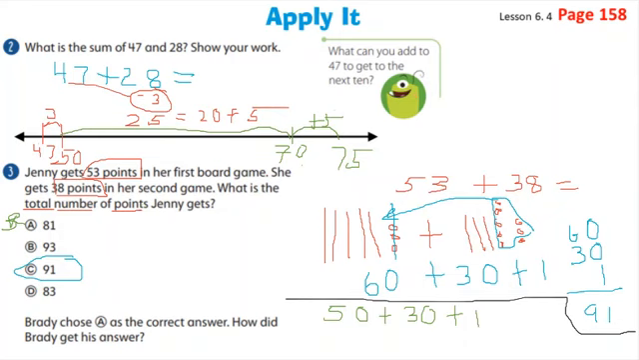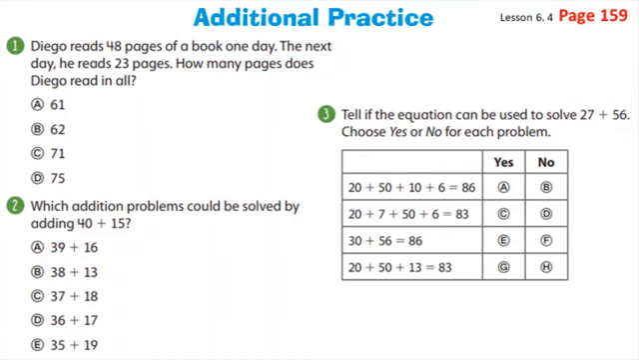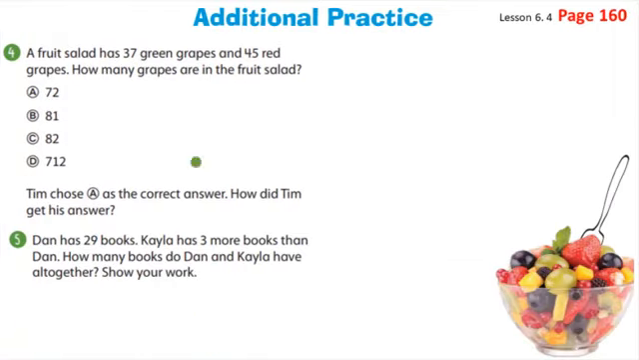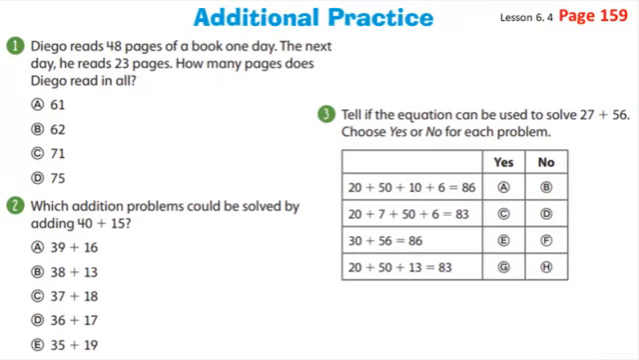Let's move to the next page, page 159. This is some additional practice. This is where you need to go out and do this work. I'm going to do one of the problems here. I'm going to do number 3, because I think it's one that gets confusing. But I want you all to look at numbers 1, 2, and 3 on page 159, and then 4 and 5 on page 160. Let's go back to 159.